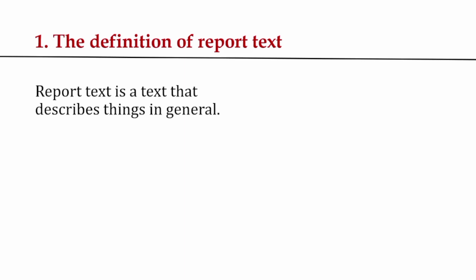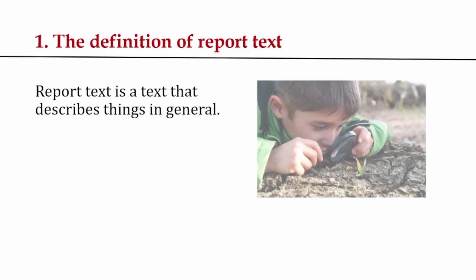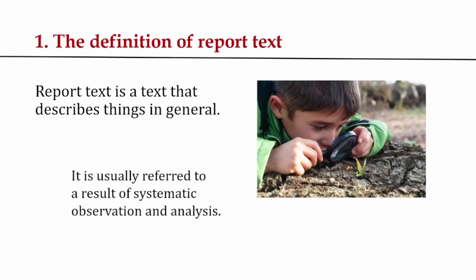Report text is a text that describes things in general. It is usually referred to as a result of systematic observation and analysis. So, the information is obtained through observation. It is observed. It is not an opinion from someone.